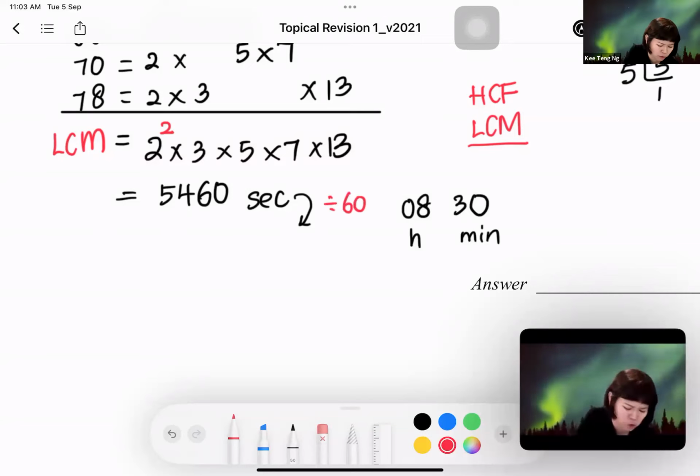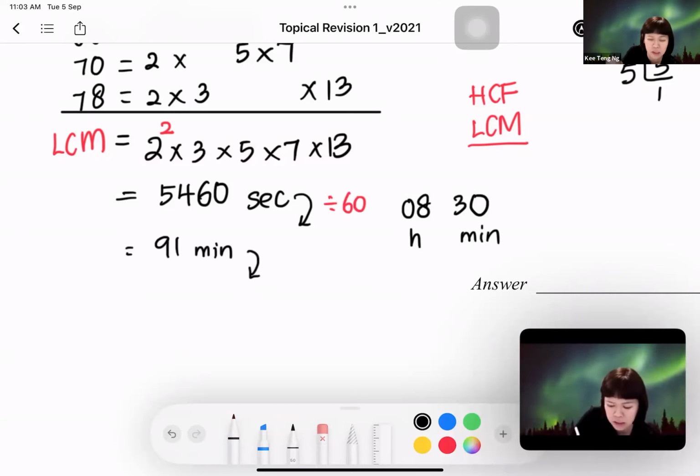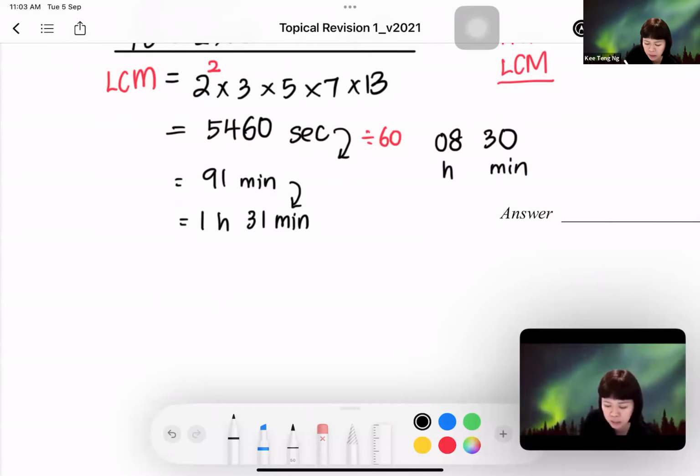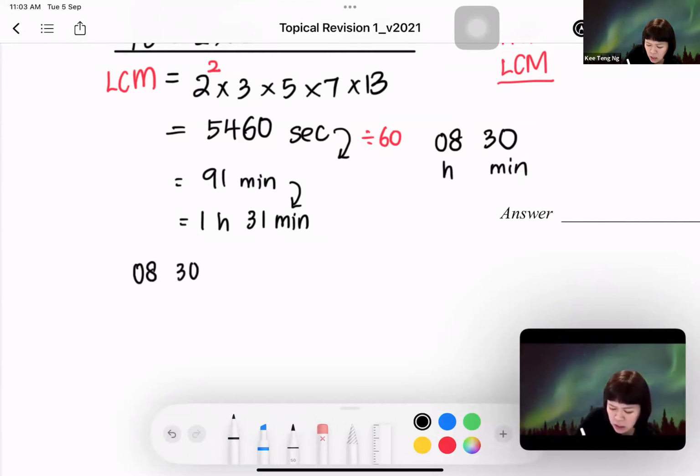So I'm going to divide 5,460 by 60. That gives me 91 minutes. But 91 minutes already exceeded 1 hour, right? 1 hour has 60 minutes, so I minus away 60. I'll get 1 hour and 31 minutes. So 1 hour and 31 minutes later, they will all flash together at the same time. I started off with 8:30. How much is 1 hour 31 minutes later?